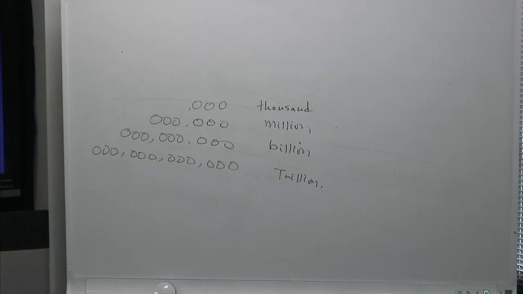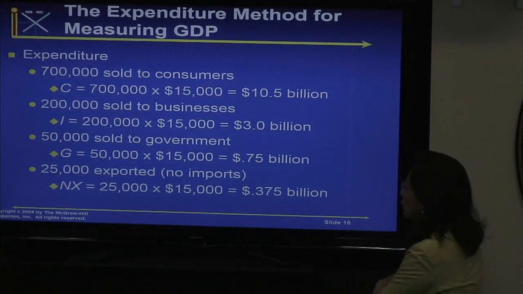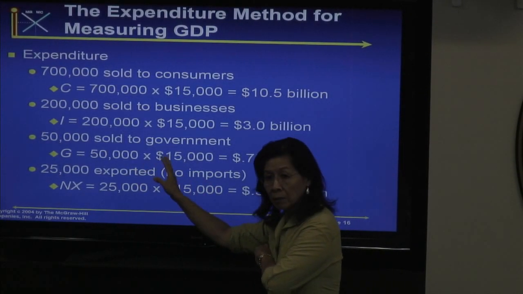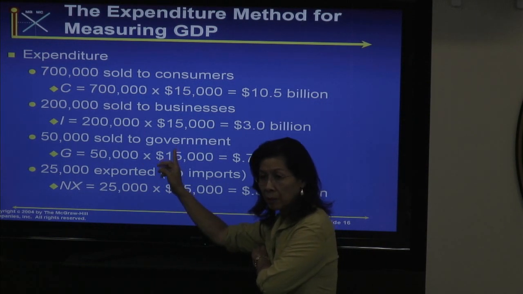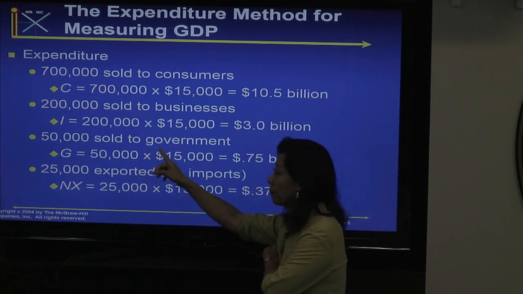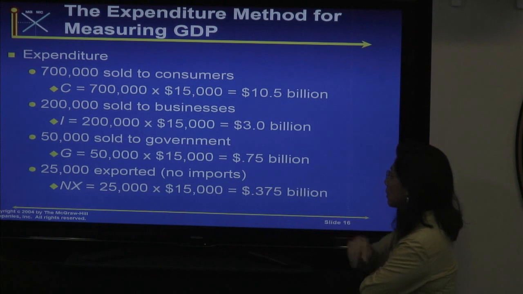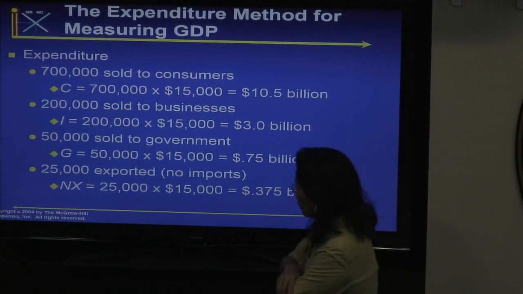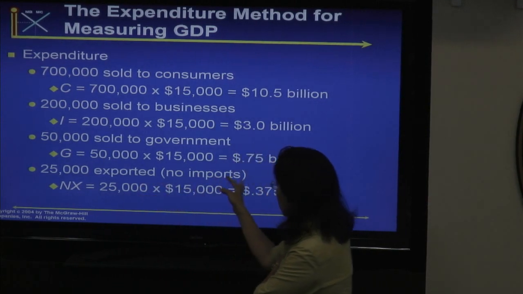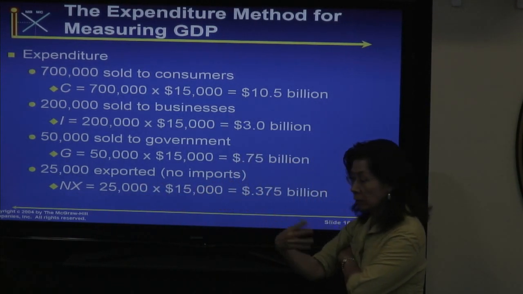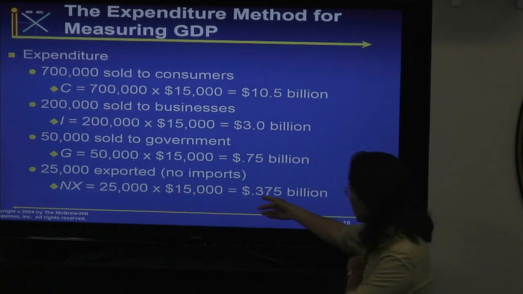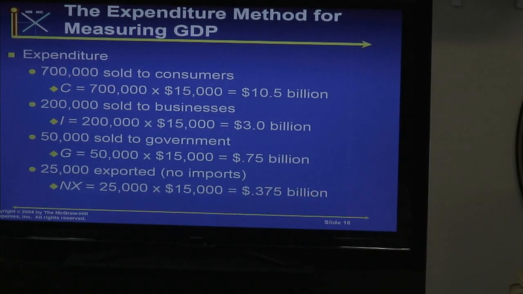Next, only 50,000 are sold to the government. So you have 50,000 times 15,000. So again, don't get the two mixed up. One is the P, the other one is the Q, quantity. So you get 0.75 billion. Lastly, 25,000 of them are being exported. There is no import, so your NX is essentially your X, no M there. 25,000 times 15,000.